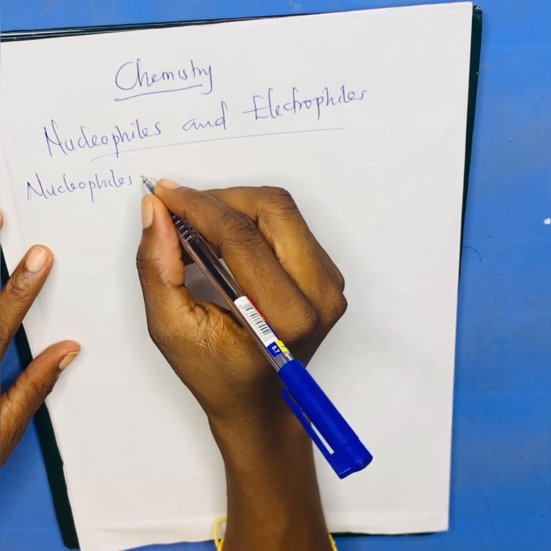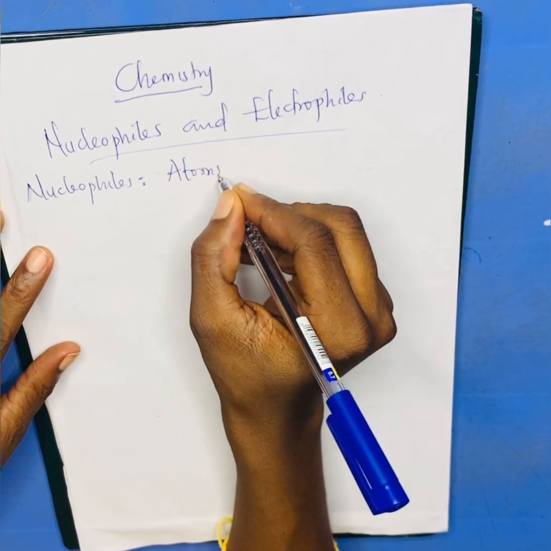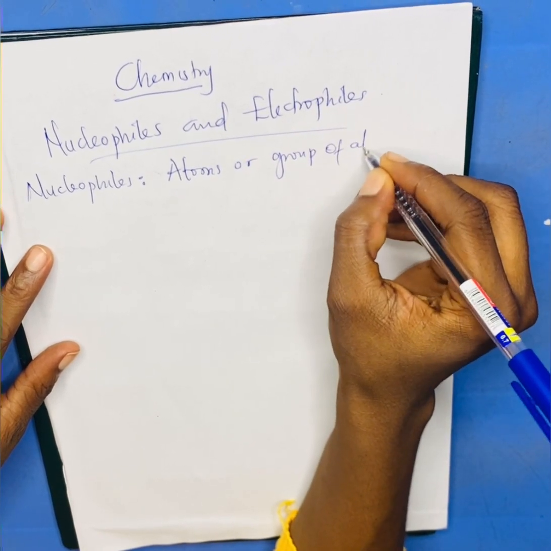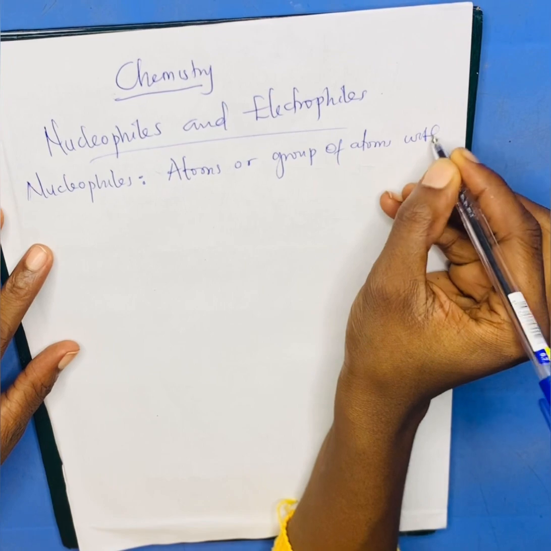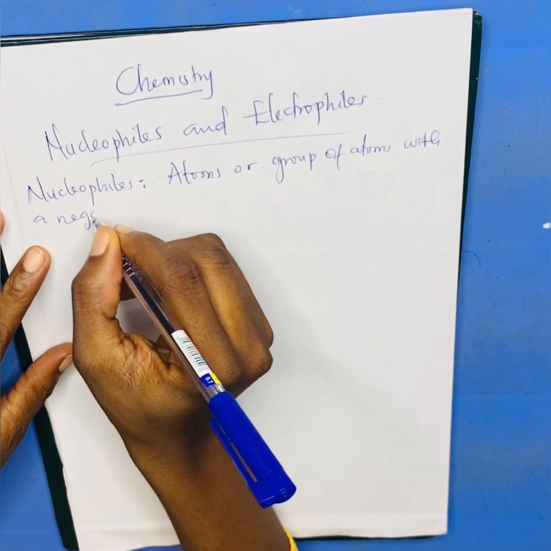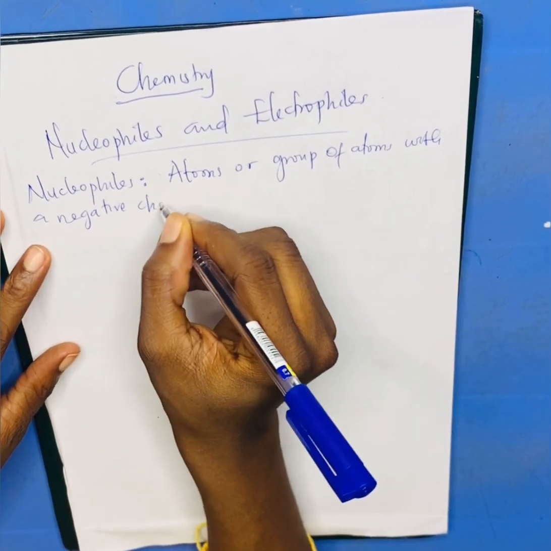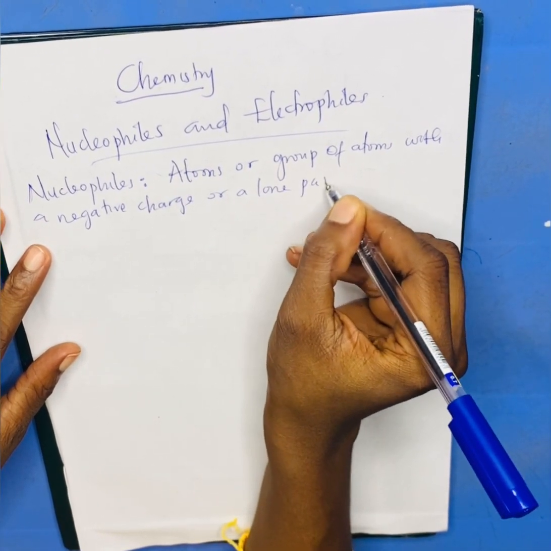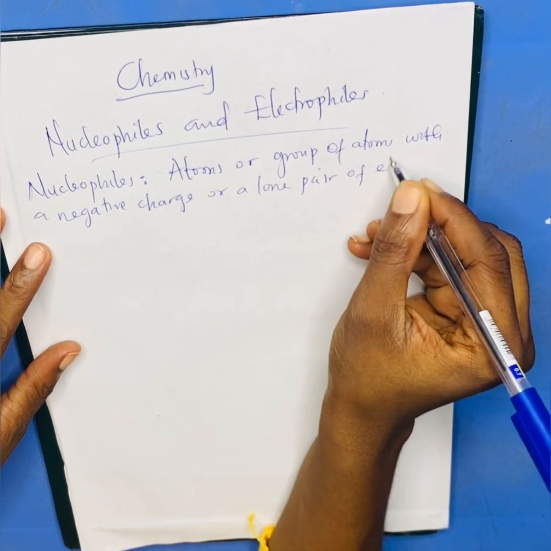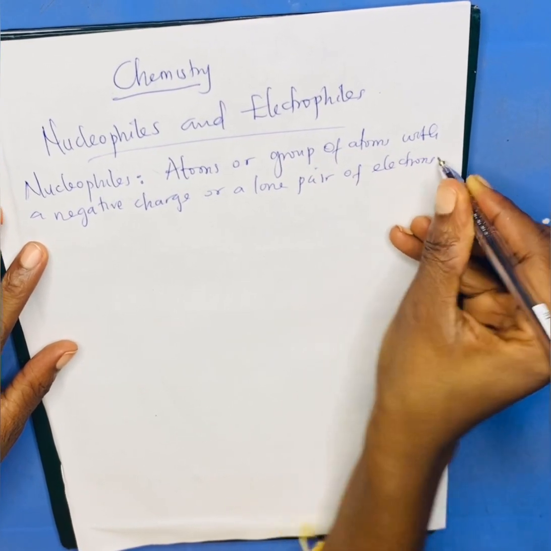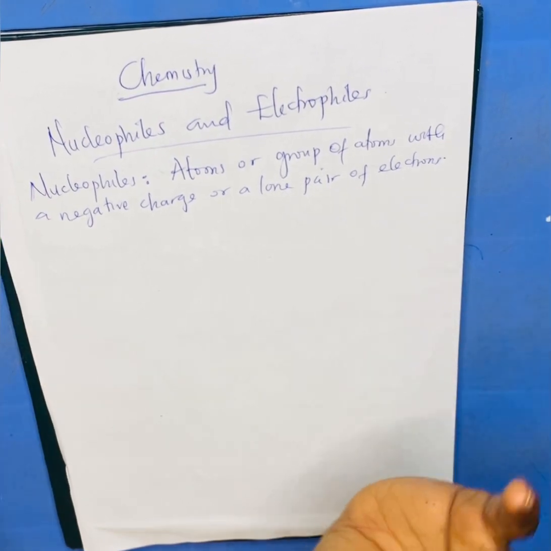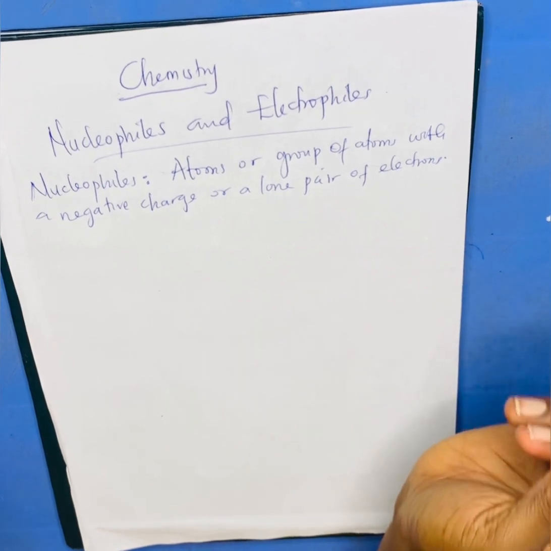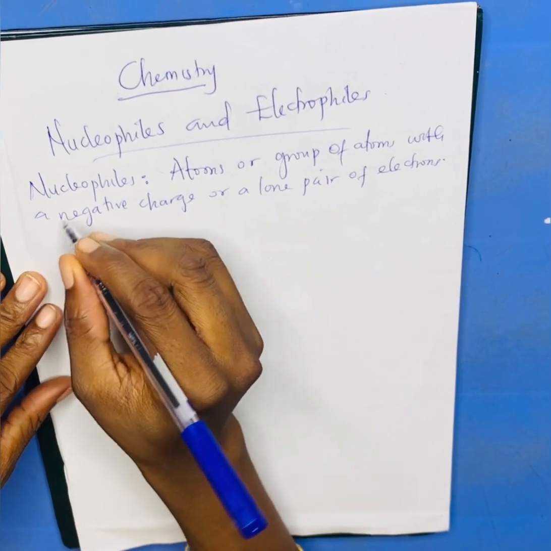Nucleophiles are atoms or groups of atoms with a negative charge or a lone pair of electrons. So nucleophiles are atoms, any atom that you have, or group of atoms with a negative charge or lone pair of electrons.